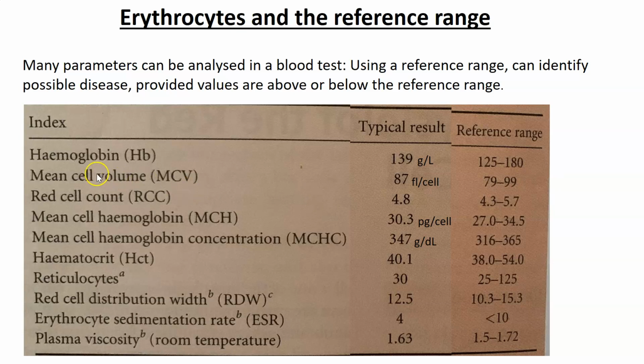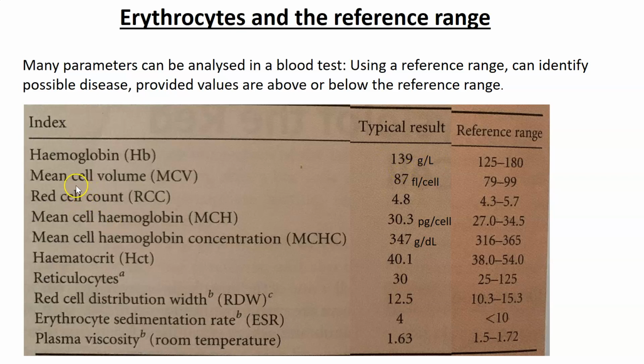So the simplest one is hemoglobin. This is how much hemoglobin we have in our cells, and it's usually a measure of total hemoglobin in our blood tests. It's measured in grams per liter, so 139 grams per liter of blood should be hemoglobin.